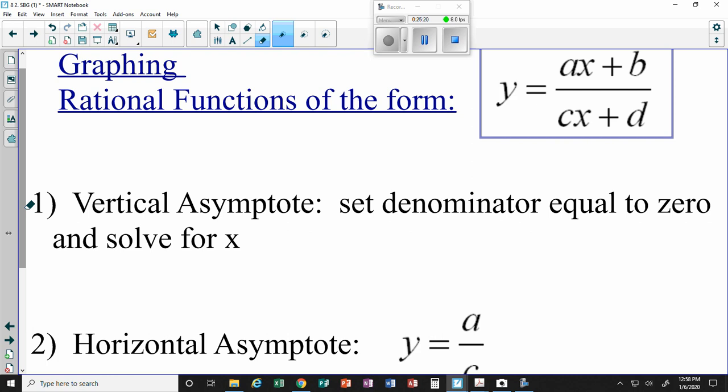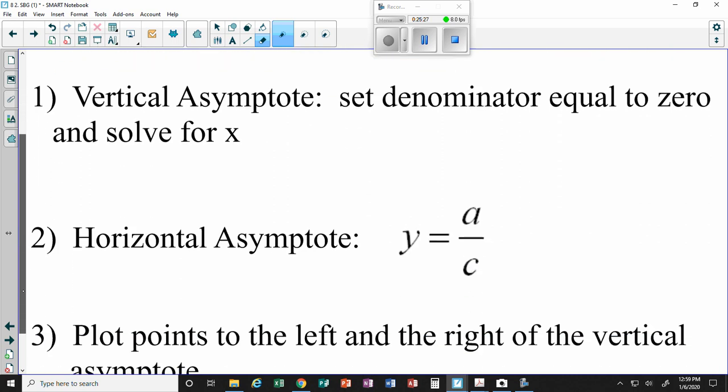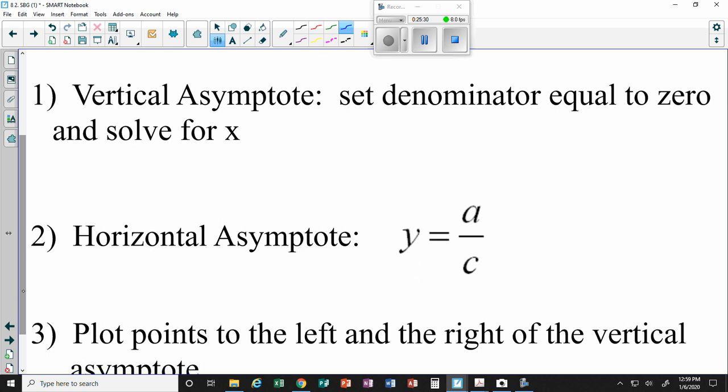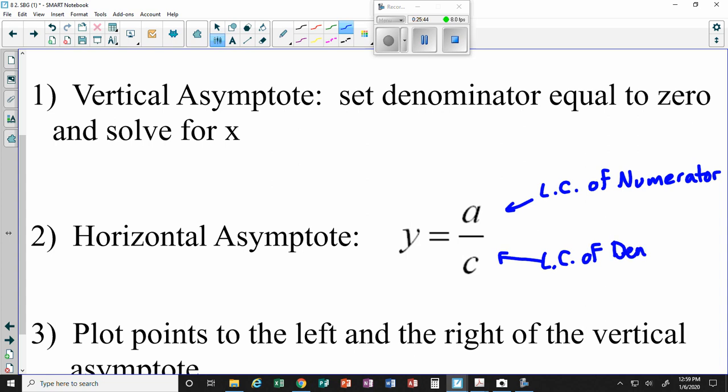Now the horizontal asymptote is a little different. Okay, because there are multiple x's. What you do is, in this example, it's a divided by c. It's the leading coefficient of the numerator divided by the leading coefficient of the denominator. So the leading coefficient is the coefficient of the highest powered term.